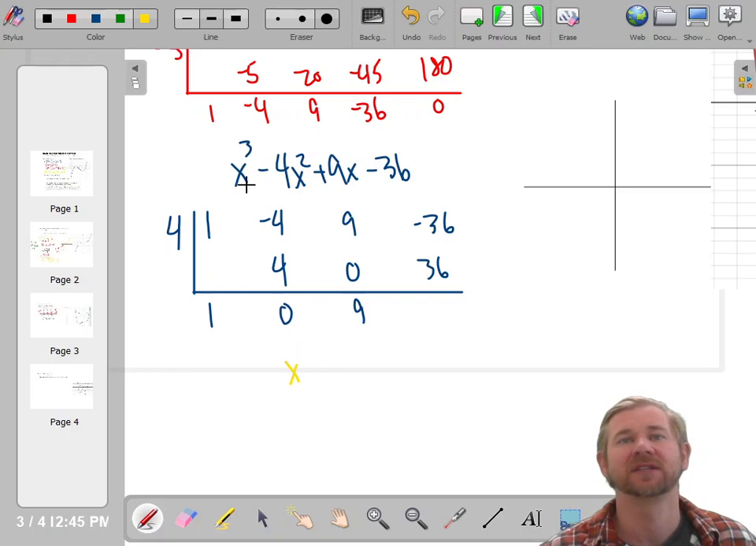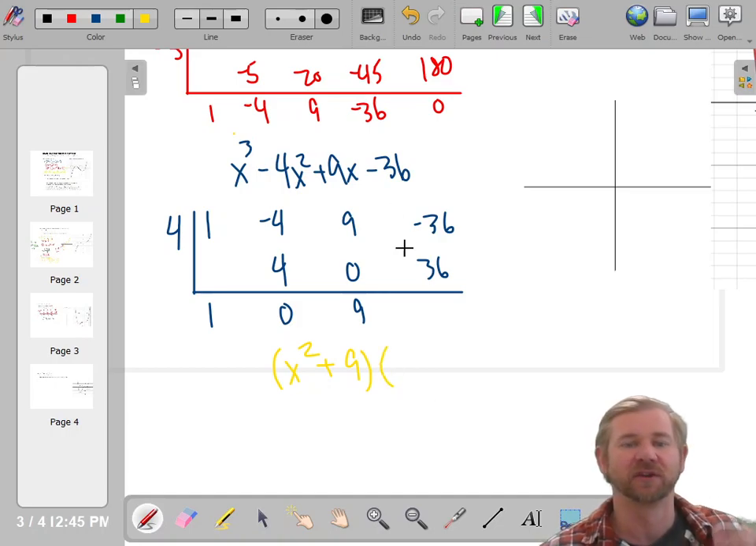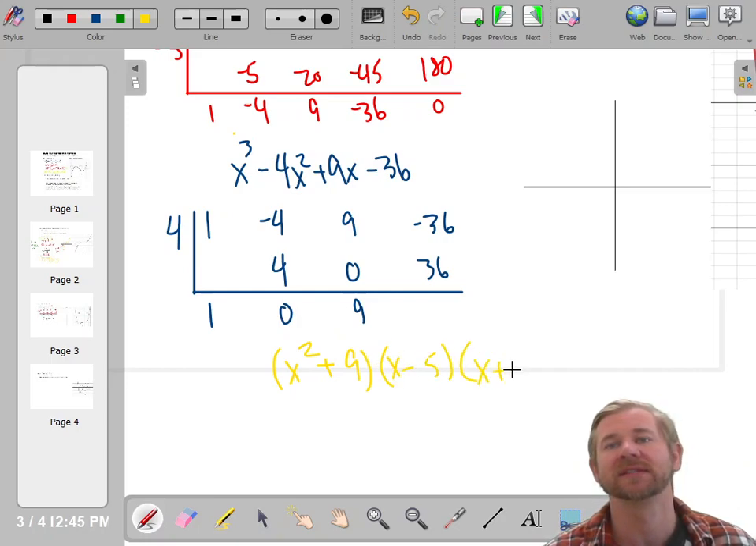And you get x. This was cubic. Now it's x squared plus 0x. I'm not going to write that. Plus 9. Let's write what we got so far. x squared plus 9. I factored out x minus 4. That was one of my zeros. And the other was x, oh, what did I write, 5? x minus 4.